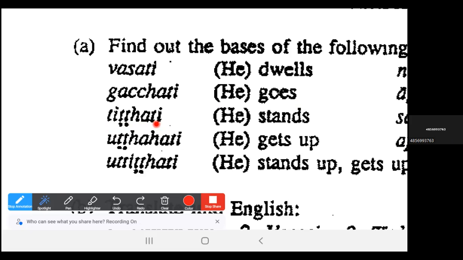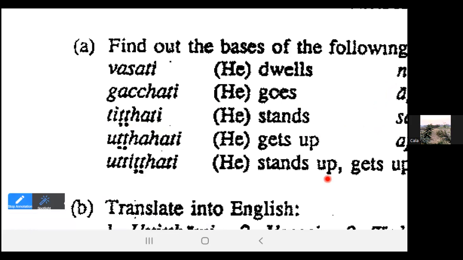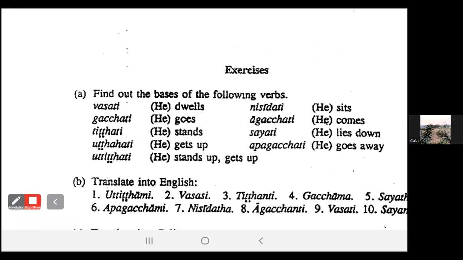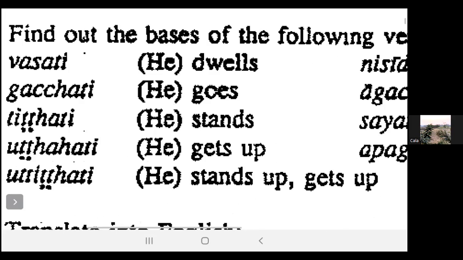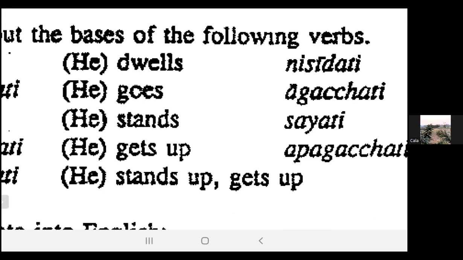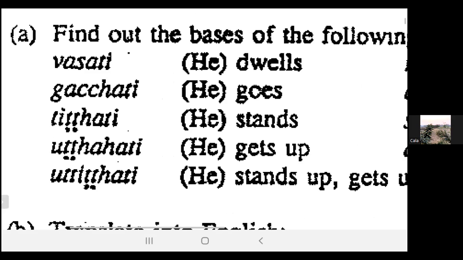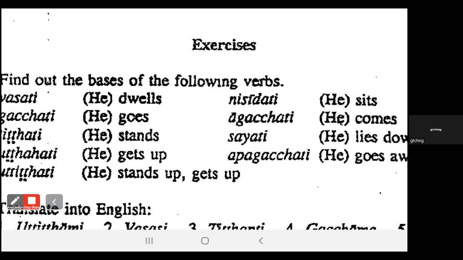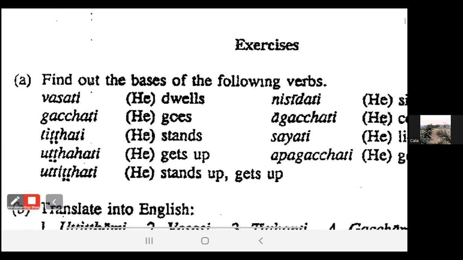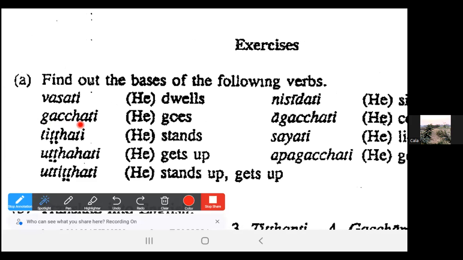I think the rest maybe you haven't seen before. But sometimes you hear the word agantuka, meaning the guest. Maybe only monks will know this one. Agantuka, you can see the word agacchati here. It's talking about the guest monk. Anyway, we just focus on this gacchati.